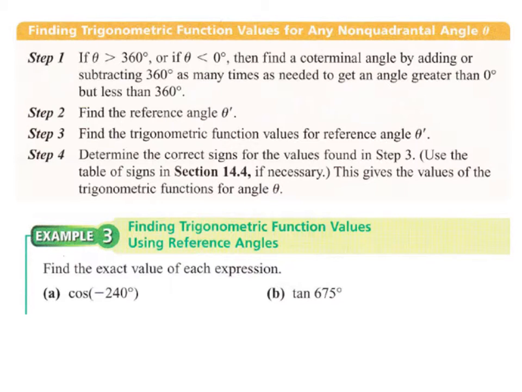Here's a summary for finding trig function values for any non-quadrantal angle theta. So really summarizing what we just did. If theta is greater than 360 or if it's less than 0, then we find a coterminal angle by adding or subtracting 360 as many times as needed to get an angle that's greater than 0 but less than 360. From there we find the reference angle, theta prime. We find the trig function values for that reference angle, and we determine the signs for the values that we found based on which quadrant the angle lies in. And so that will give us our trig function values for that angle theta.